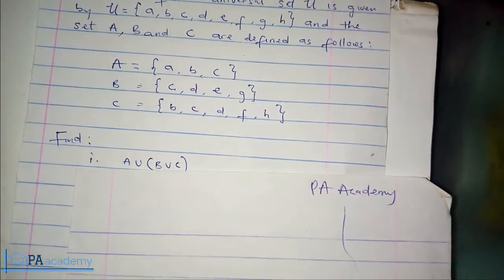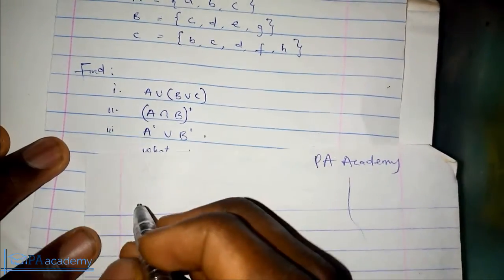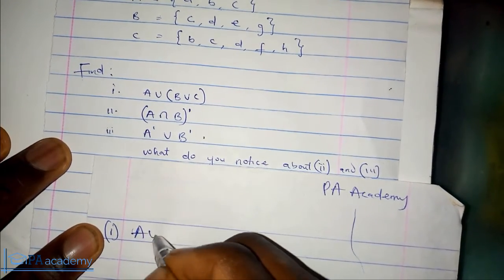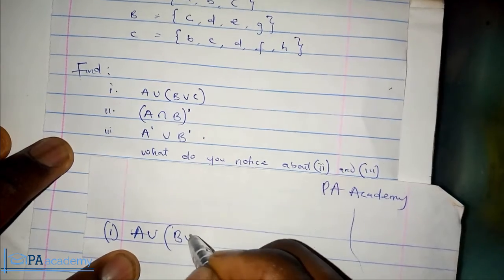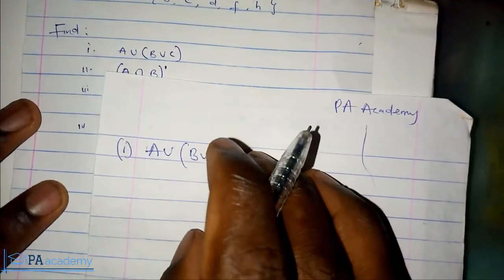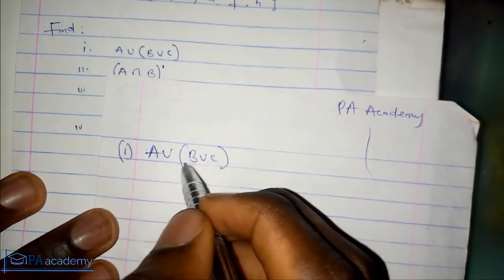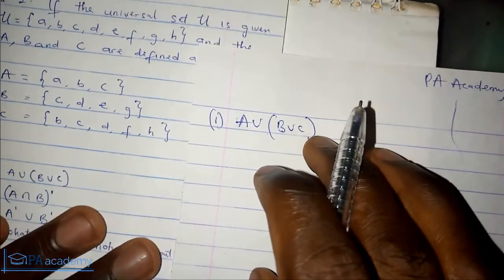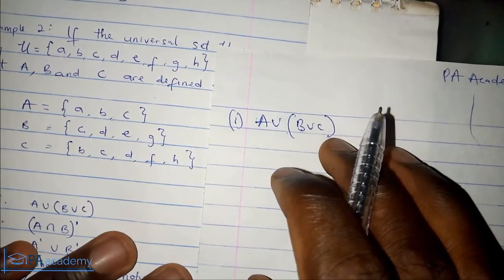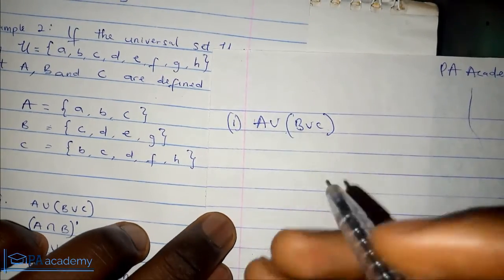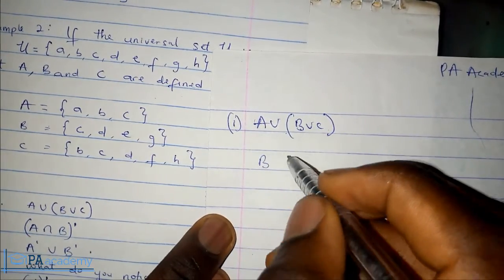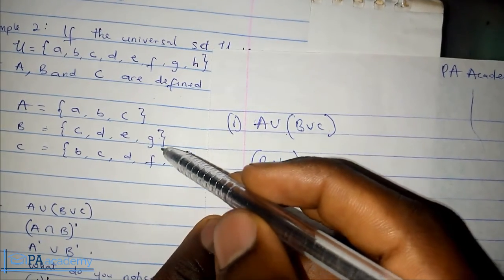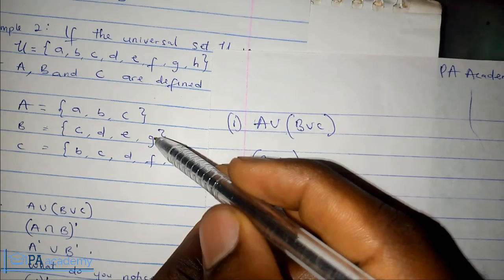Okay, so let me start. For the first one, you are going to look for A union B union C. The first thing we are going to do is look for the one in the brackets, which is B union C. So let's first find B union C. This is B here and this is C. Don't forget, union is the collection of B and C.